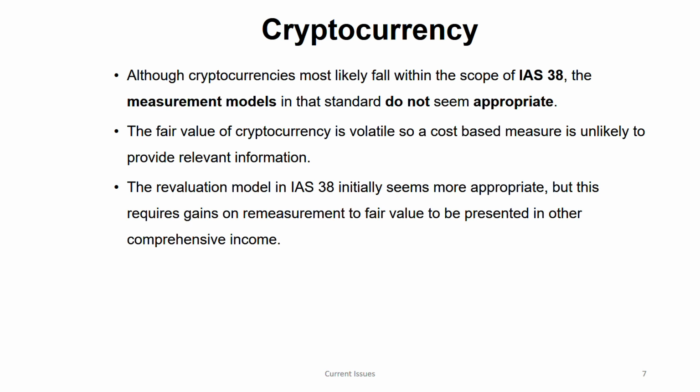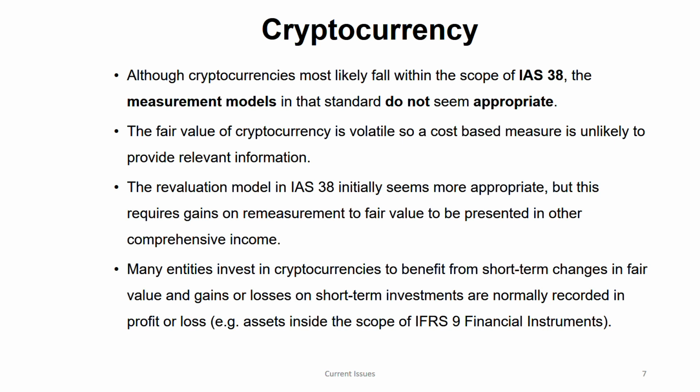Then coming to the revaluation model. Fair value means revaluation model, right? Revaluation model is more appropriate in this case. But again, what about the gain on that remeasurement to fair value? This has to be presented under other comprehensive income. Normally, whenever we have any gain on remeasurement to fair value, it is recorded where? Under other comprehensive income only.